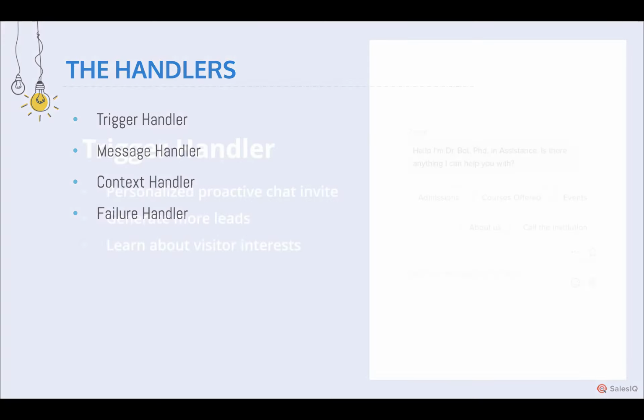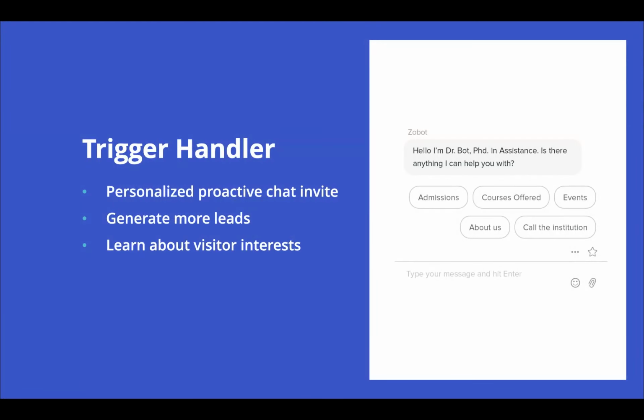So first, the trigger handler. It's a piece of SalesIQ script that is used to invoke a custom action or a message by the bot when the visitors visit your website. The trigger will be executed only when the rules set in the intelligent trigger section match the visitor's criteria.